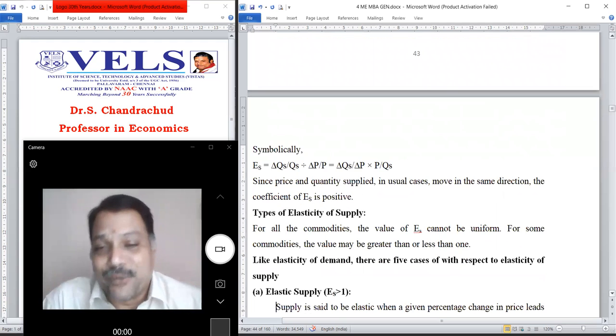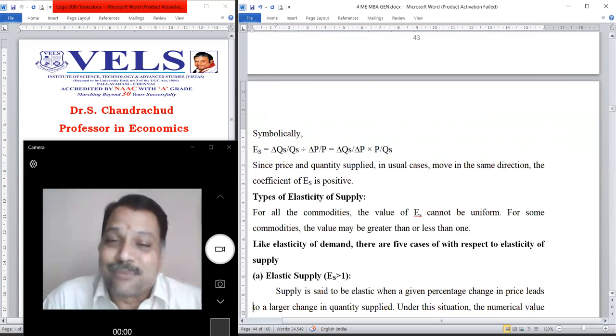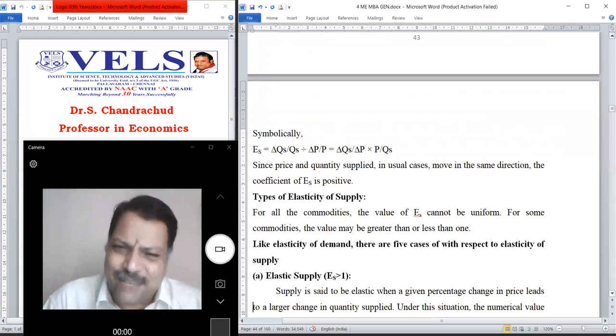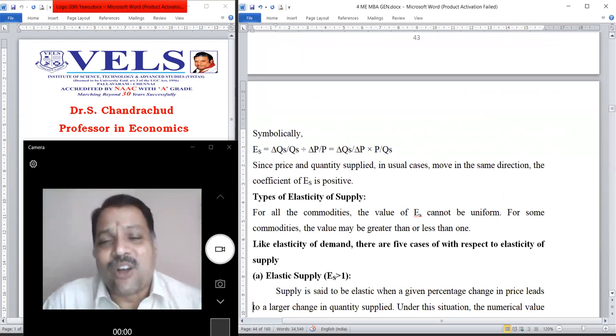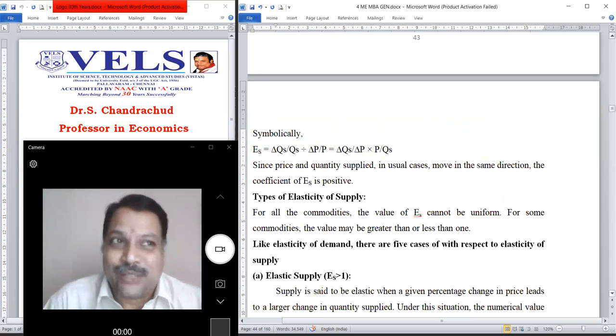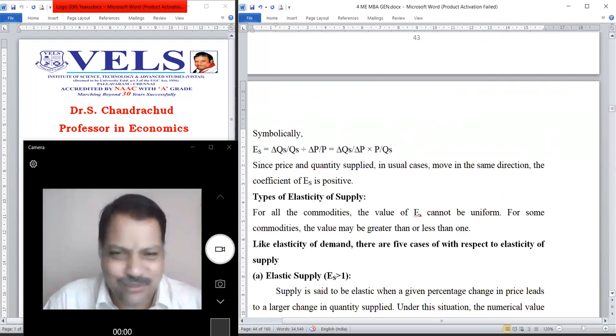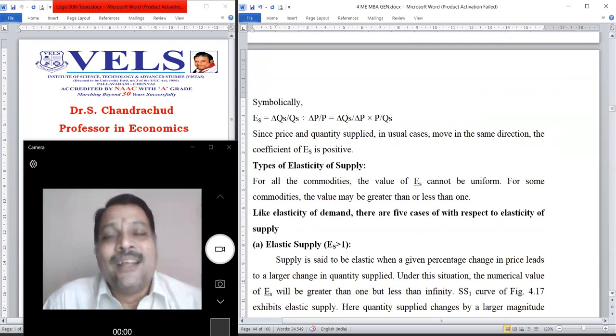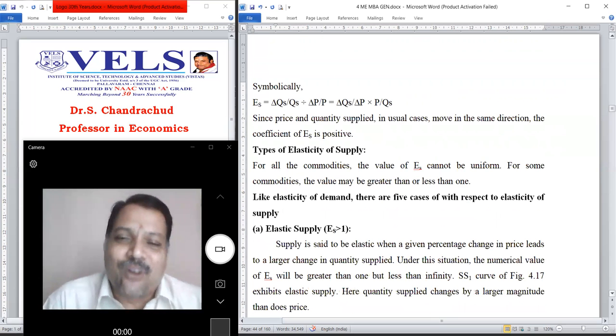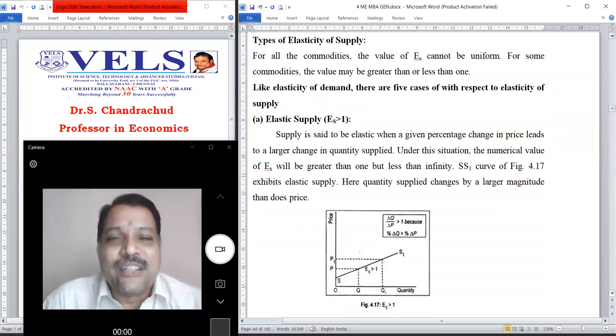Since price and quantity supplied in the usual case move in the same direction, the coefficient of ES is always positive. But it is not so in the case of the law of demand. There the sign will be negative because that is an inverse relation. Here it is a direct relation, so we have to take only the magnitude, not the sign. Let us move to the different types of elasticity of supply. For all commodities, the value of ES cannot be uniform.